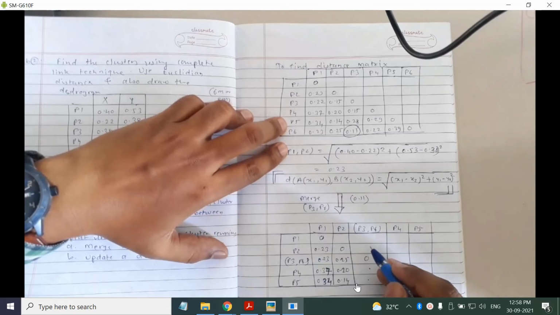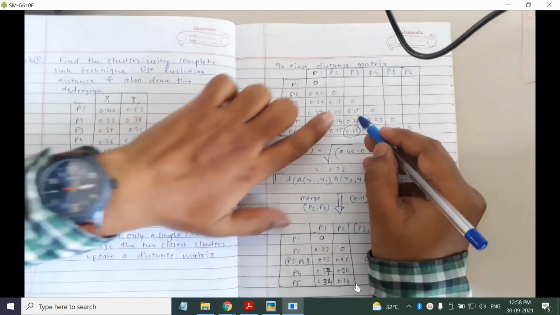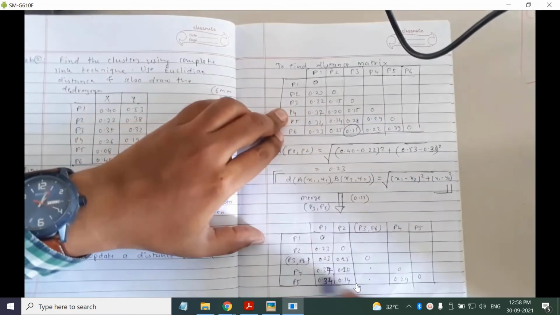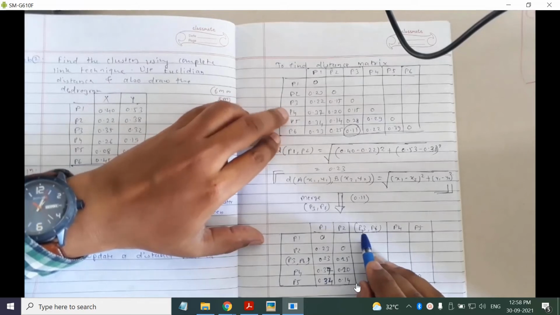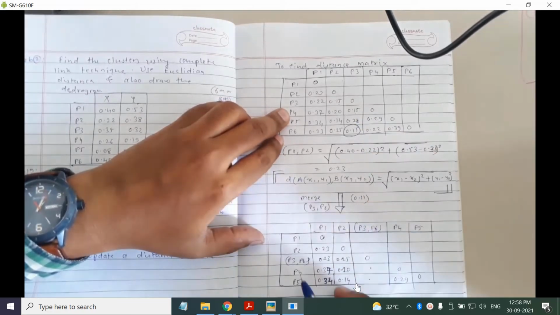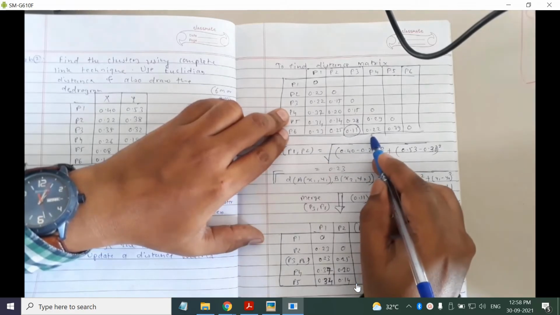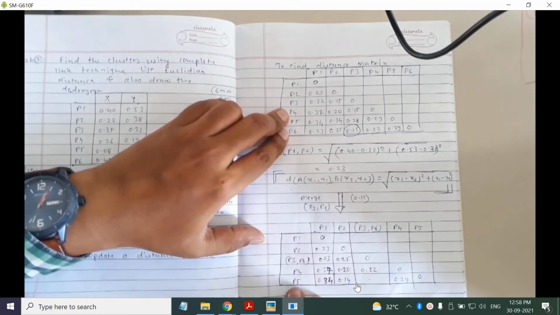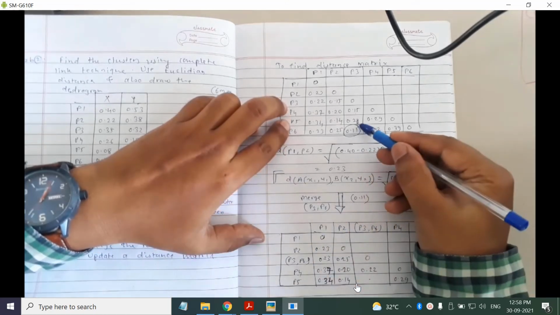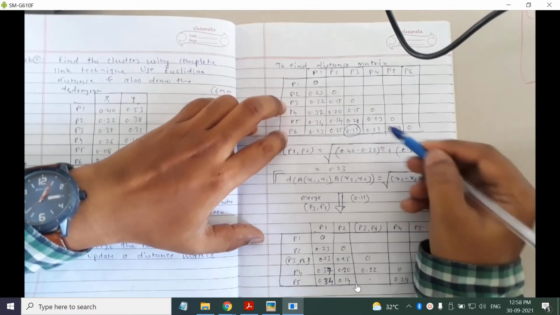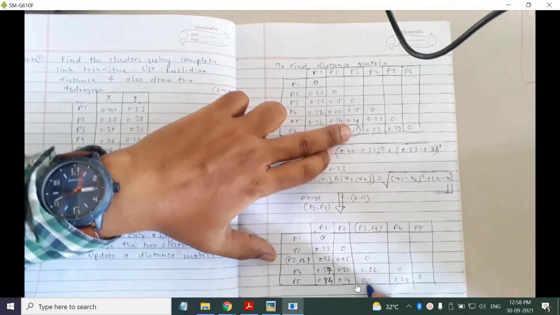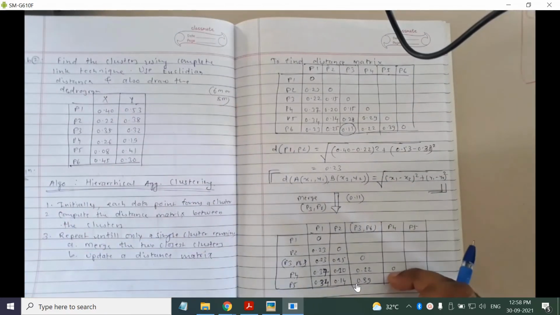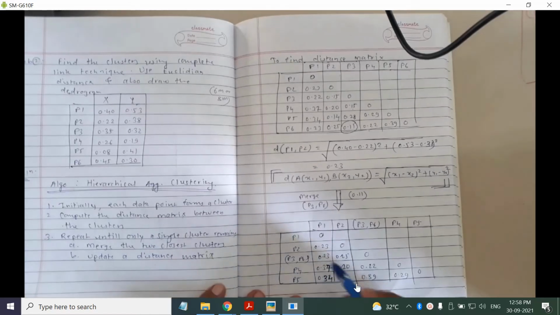So P4 P3 का distance 0.15, और P4 P6 का 0.22 रहेगा, right? Max of that. P5 P3 0.28 और P6 P5 0.39, so 0.39. So from this table itself you can find this table. Then here find out.